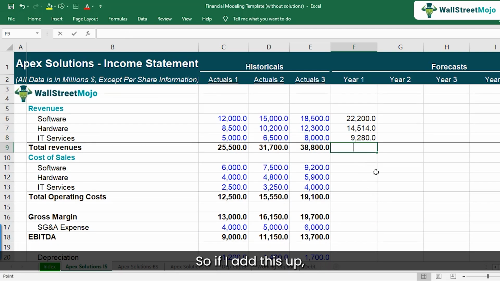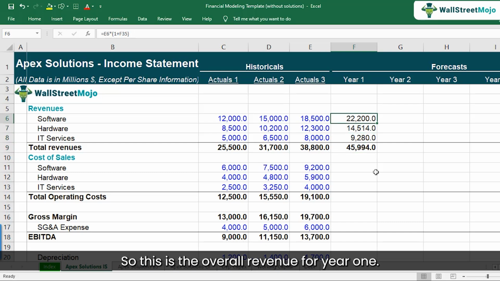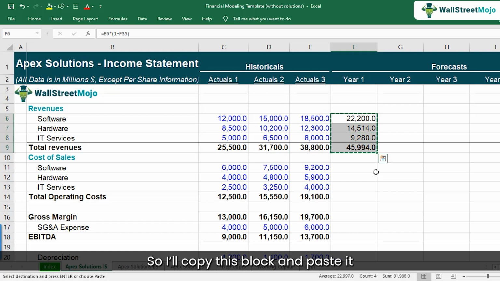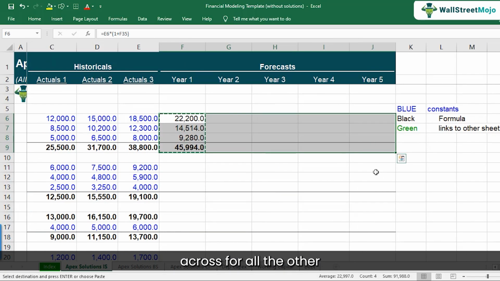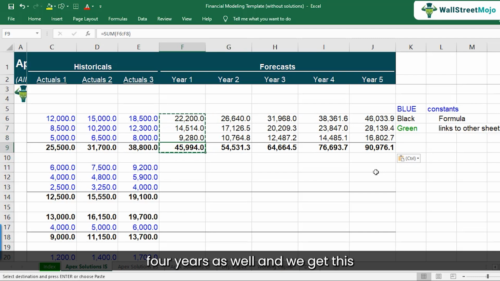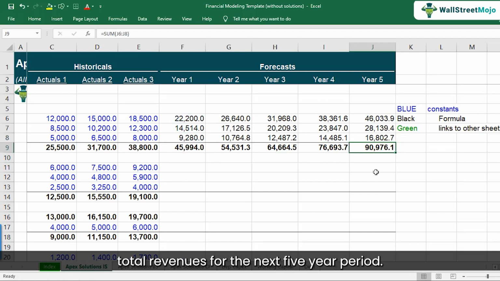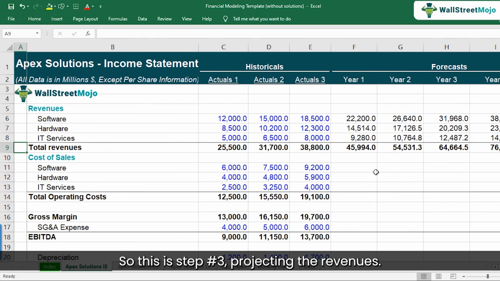So if I add this up, how much is the total revenue? This comes out to be 45,994, right? So this is the overall revenue for year 1. That's the projected revenue. So I'll copy this block and paste it across for all the other 4 years as well, and we get the total revenues for the next 5-year period. So this is step number 3, projecting the revenues.